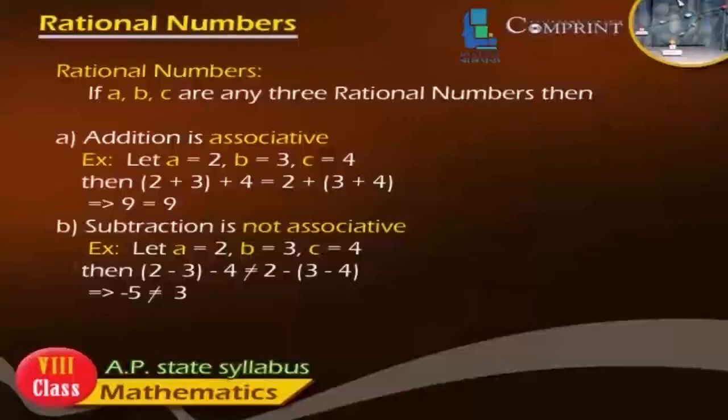Subtraction is not associative. Example, let a equal to 2, b equal to 3, c equal to 4. Then (2 - 3) - 4 is not equal to 2 - (3 - 4), which implies -5 is not equal to 3.